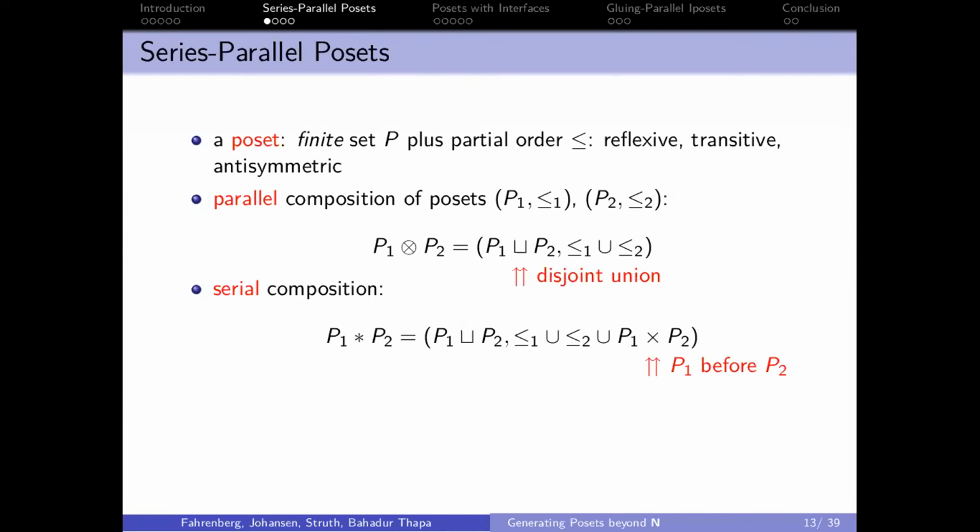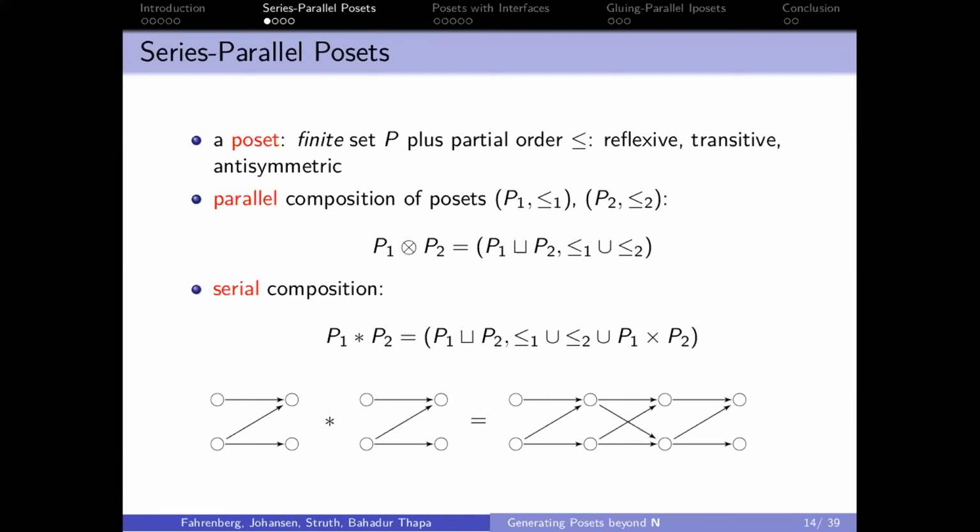What is a Poset? A Poset is a finite set plus a partial order. So the only interesting thing to notice here is that we only consider finite Posets in this work. Now on Posets, you have two compositions. You have parallel composition, which puts things on top of each other. So the carrier set of a parallel composition is the disjoint union of the two carrier sets, and the order is just the union of the two orders. And then you have serial composition, which puts things next to each other. Right? So you have P1 serial P2. The carrier set is again the disjoint union of the two carriers, and the order is, well, the order on the first one, union the order on the second one, union P1 before P2. Everything in the first Poset comes before anything in the second Poset.